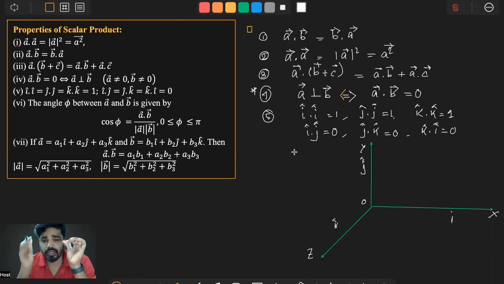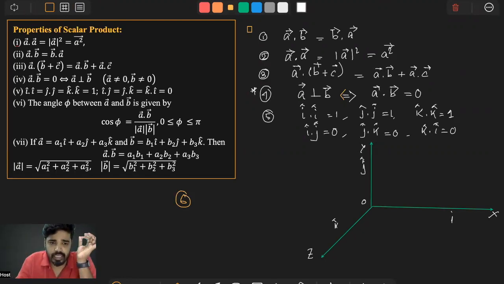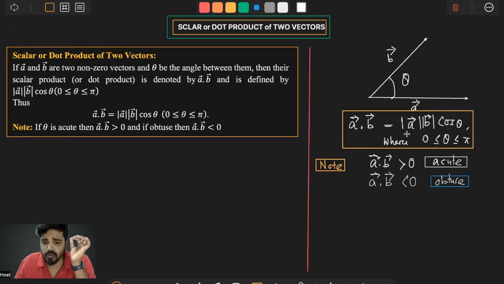Next, finding the angle is very important. In exams, there are problems asking to find the angle. So the property number 6 is very important. Suppose theta is the angle between two vectors. Just apply this result. What is the definition? A dot B is equal to modulus A modulus B cos theta. So theta is the angle between A and B.